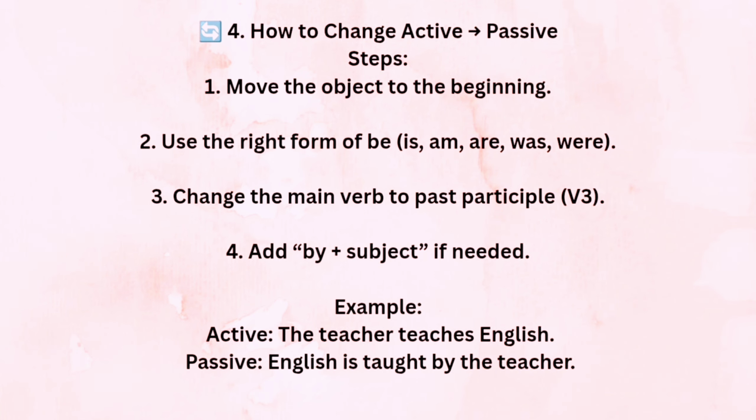Okay, then we have how to change active to passive and the steps. Let's talk about those. Number one is move the object to the beginning. Number two is use the right form of be, like is, am, are, was, or were. Number three, change the main verb to the past participle, the third form of the verb, and add by plus the subject if needed.